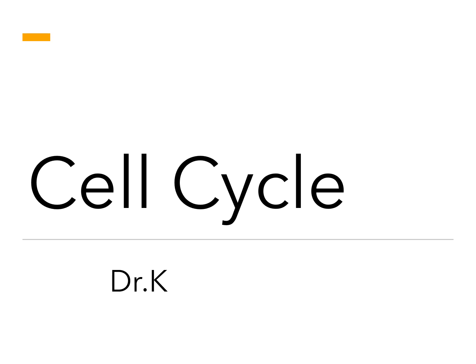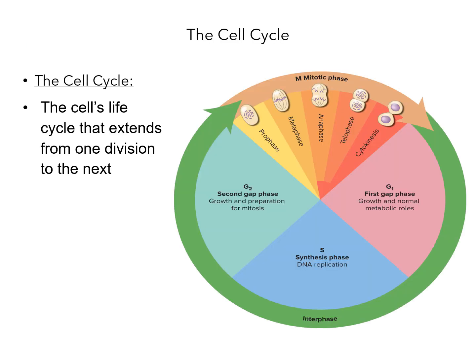In this lecture, we're going to talk about the cell cycle. The cell cycle has got two phases. There is an interphase and there is a mitotic phase. During interphase, the cells prepare for division, and during the mitotic phase, the cell divides into two daughter cells.